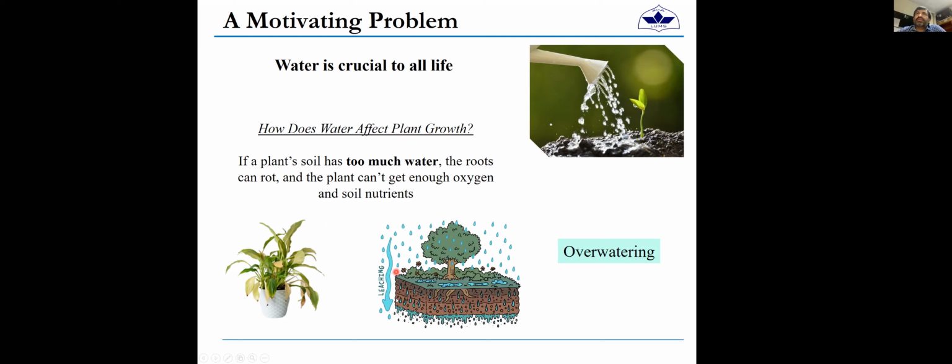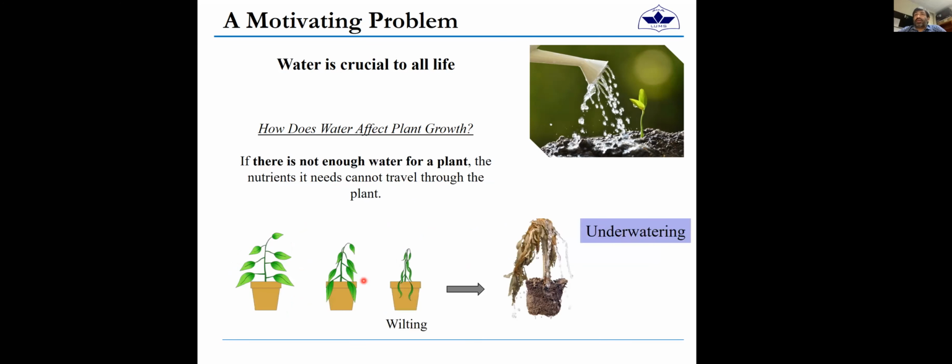And then there is this leaching phenomena. For example, when there is excessive rain in an area, all the soil gets muddy and the plants are not able to extract the nutrients from the soil. So overwatering is as bad as underwatering.